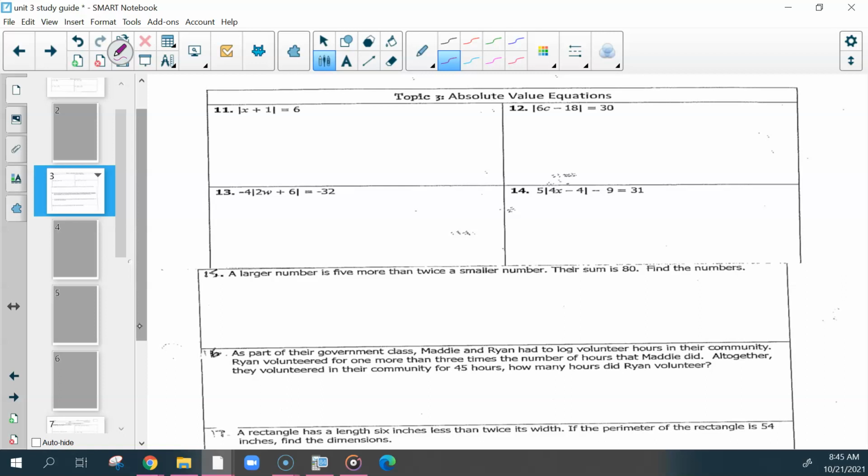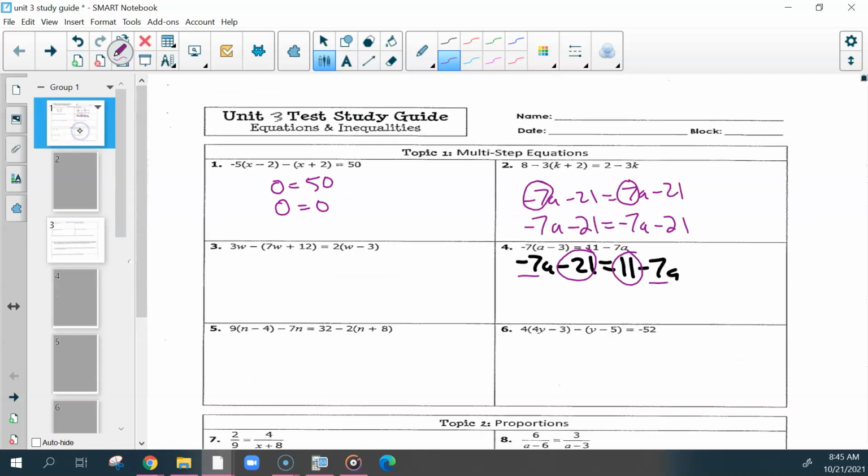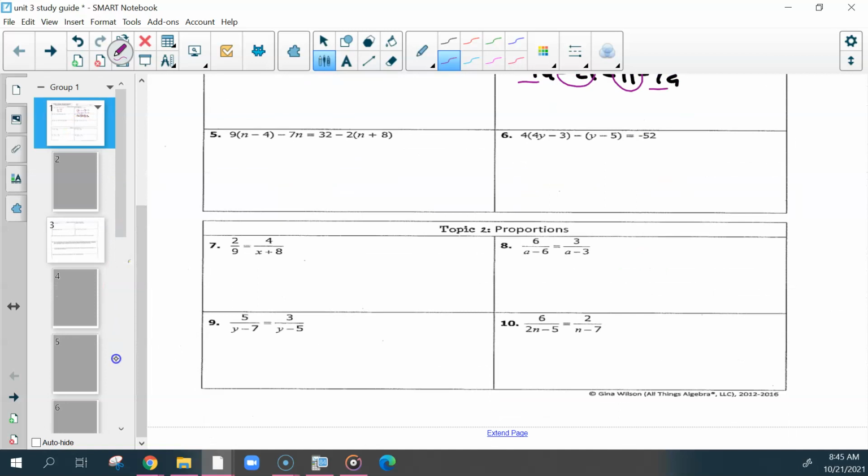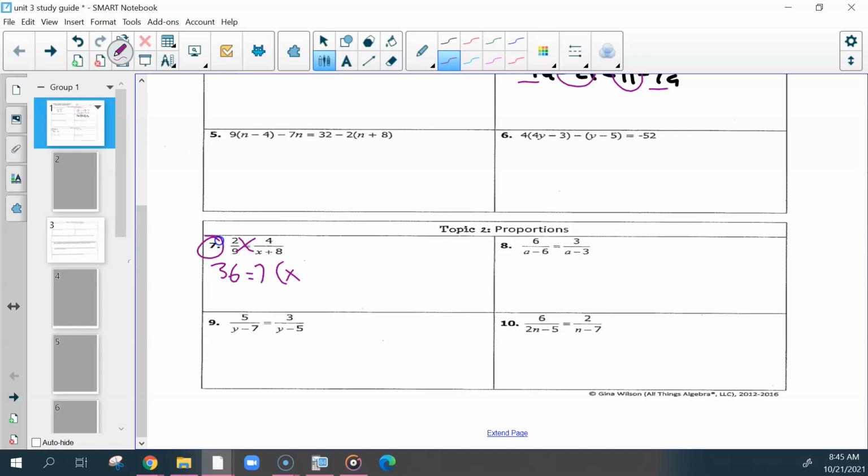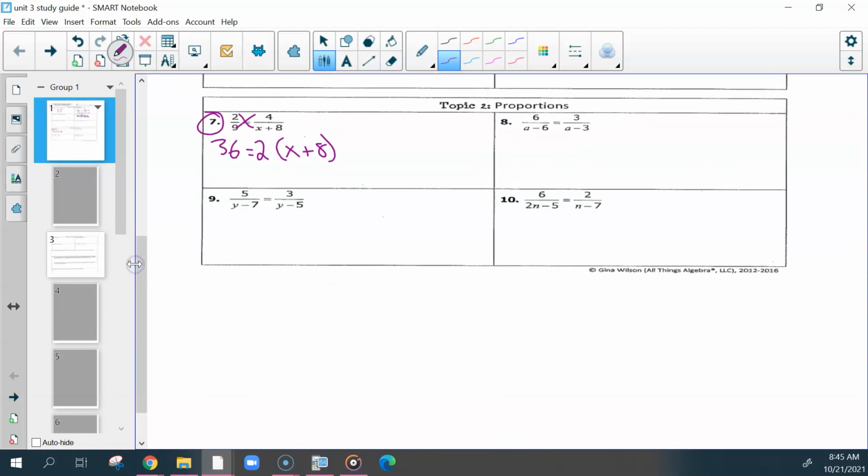Savannah. Will there be any questions on proportion? Yes. Could you go over one of them? So I know we did number 8 last time, so we can do 7. Anytime you have fractions that equal each other, your first step is to cross multiply. So this would be 9 times 4. This would be 2 times all of this. And then we would solve, once it's out of the proportions, you would solve it like a normal equation.